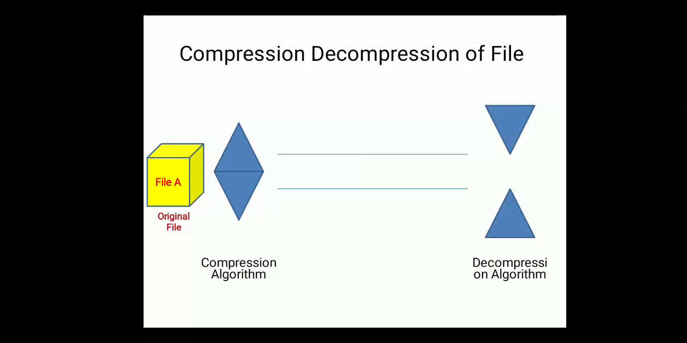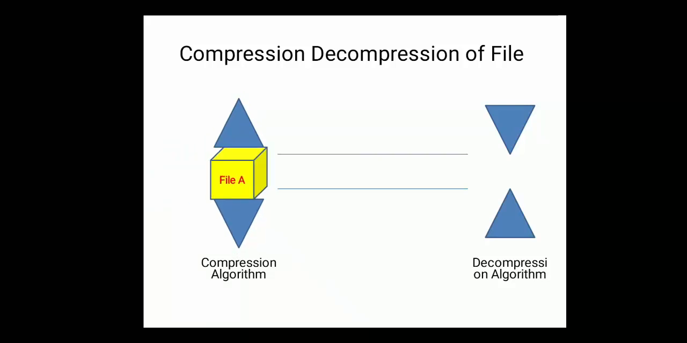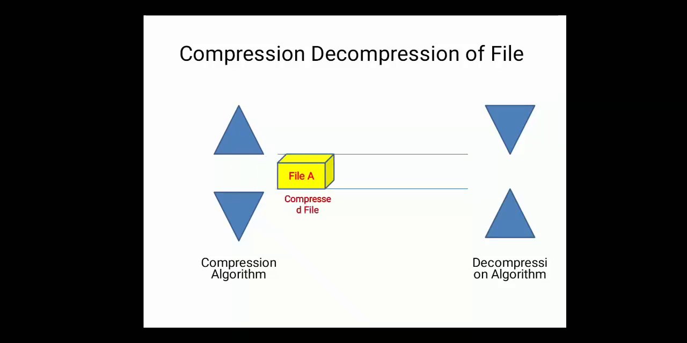So we have to pass our file to the compression algorithm, that is either WinRAR software or WinZip software. This compression algorithm will get our file, do some process on that file, and give a compressed file as an output. Now the size of file A is less without loss of the data. Now this compressed file can be moved on our network very easily.